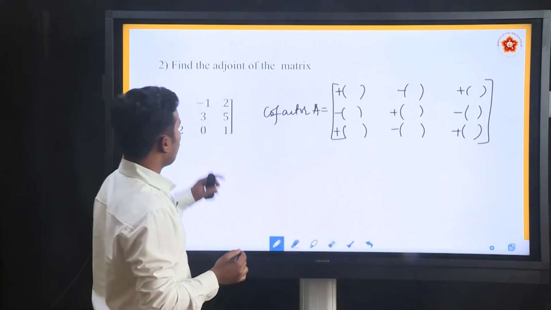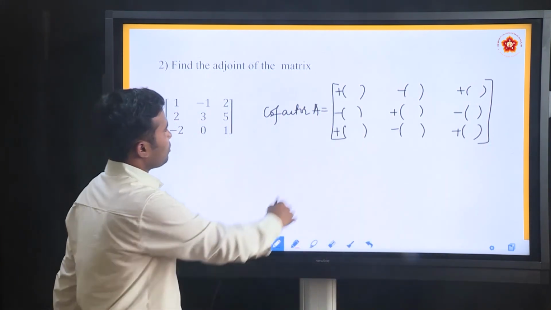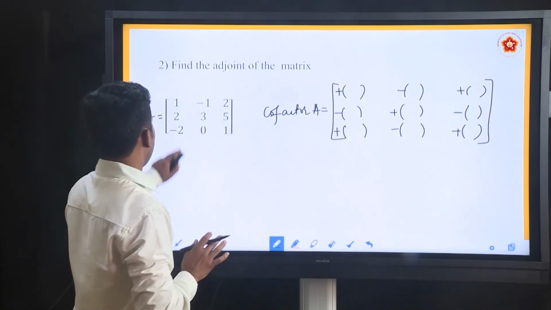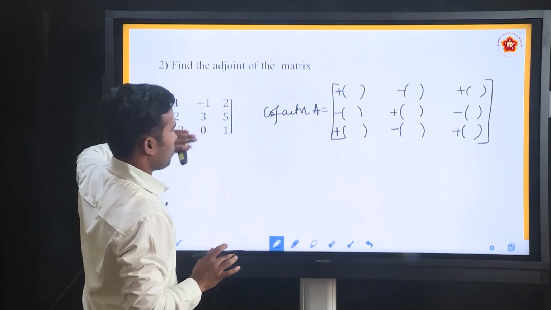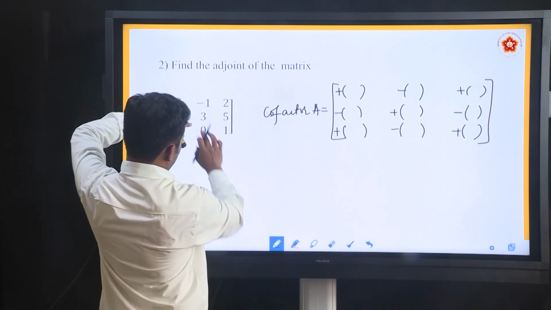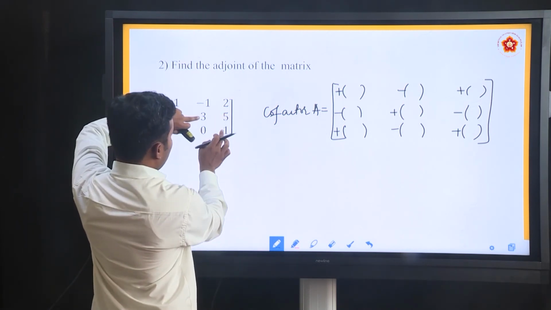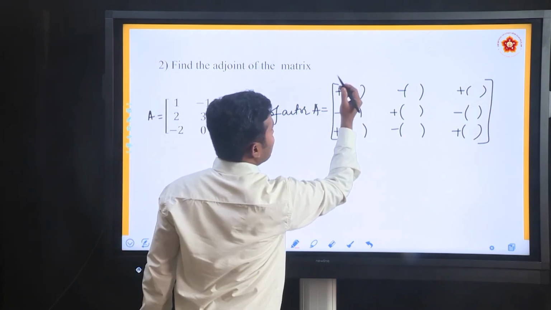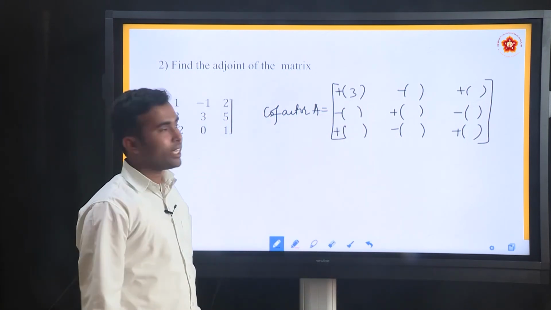Okay. So now suppose you want to find this element. I just delete the first column and first row, okay. I am left with this element. You find the determinant of this: 3 into 1 is 3, minus 0. 3 minus 0 is obviously 3, okay.